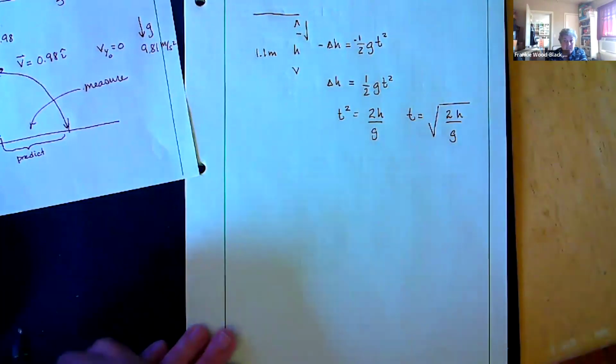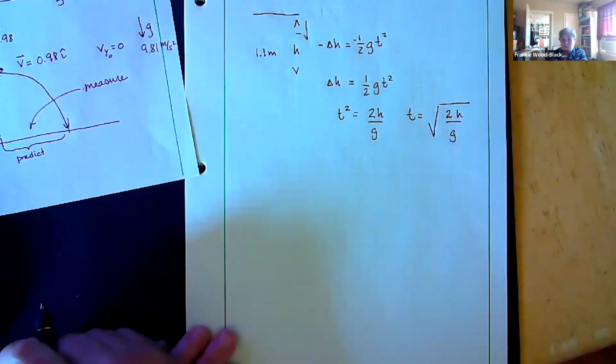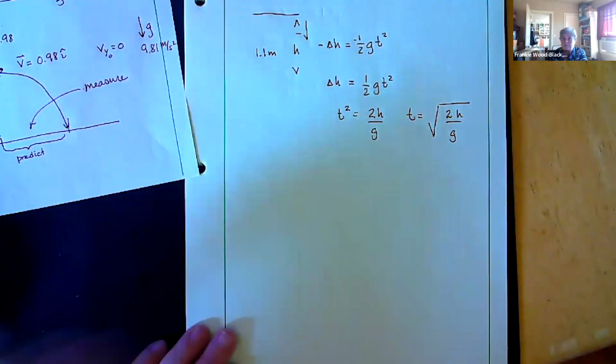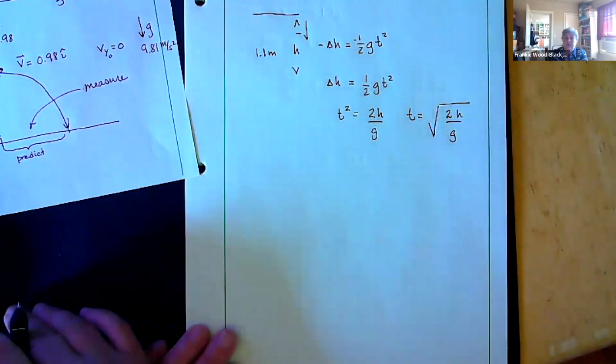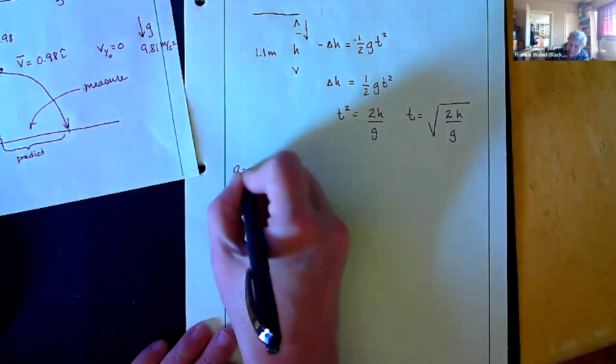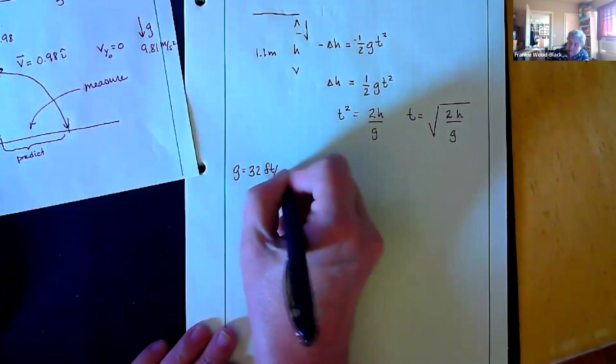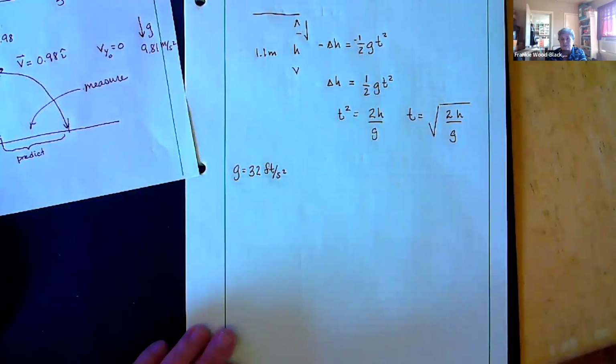Now, you can do this in inches if you want, okay? If you have an old ruler that's all in inches, you can do that and convert to be consistent, or you can use g is 32 feet per second squared, if you want to do it that way. You can do it in inches and feet, if that's what you have.